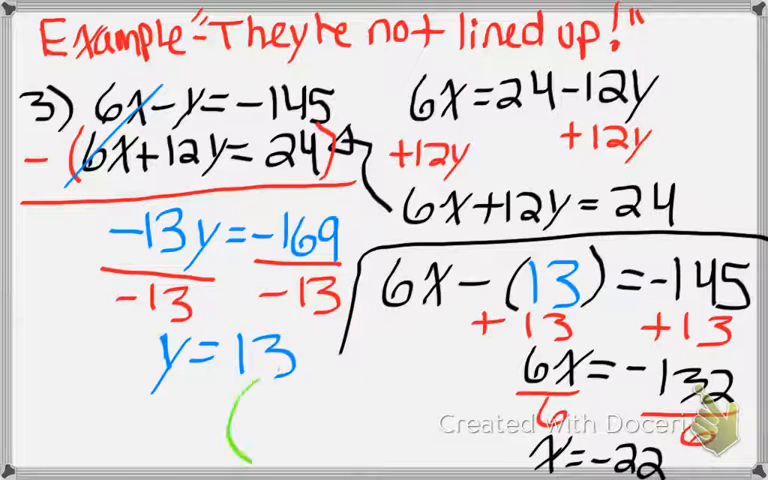So I'm going to write it as an ordered pair, nice, big, and proud. The x value is negative 22, so that goes here. The y value is 13. So that's your final answer. That is the solution to the system of equations. That is where these two equations, these two lines will cross if you were to graph them.